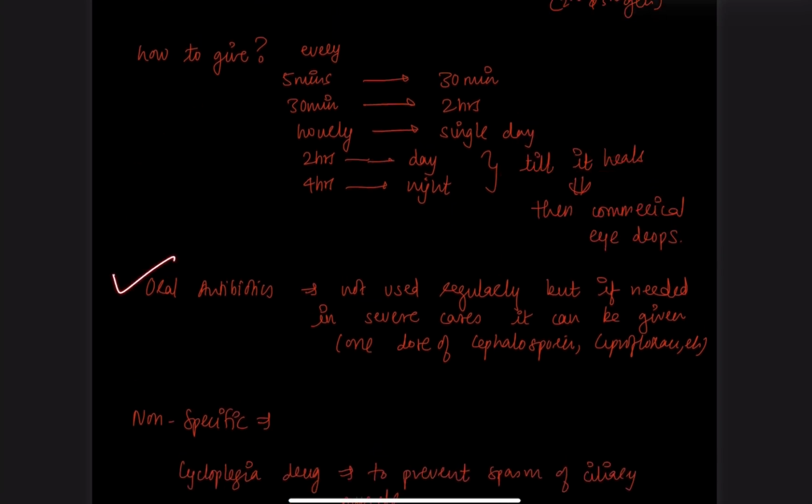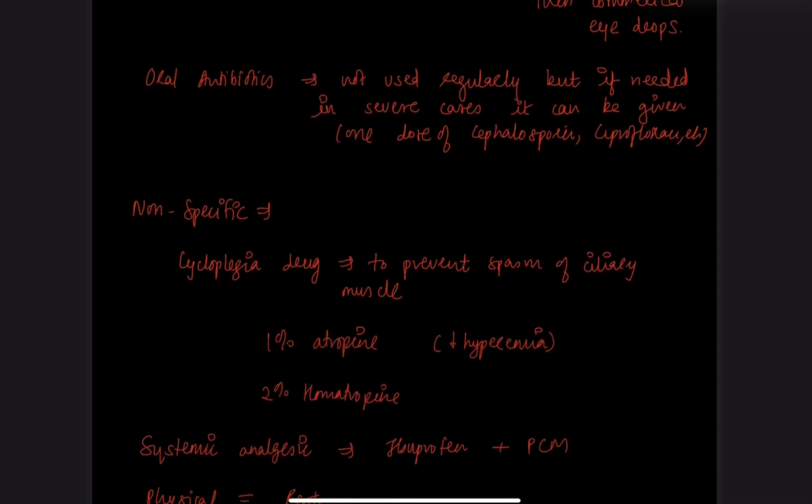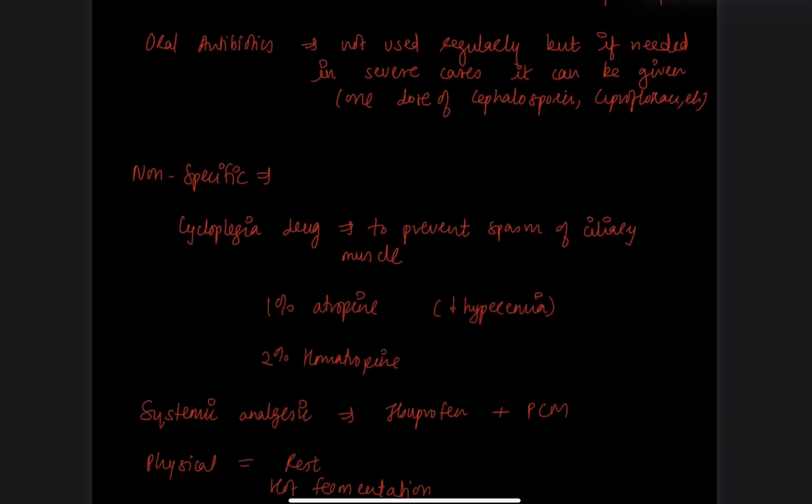Oral antibiotics can be given, but it is not usually used. If it is a very severe case, it can be given. One dose of cephalosporin or ciprofloxacin is more than enough. It is, I think, 750 mg. It is more than enough for the organism to die or for the course.